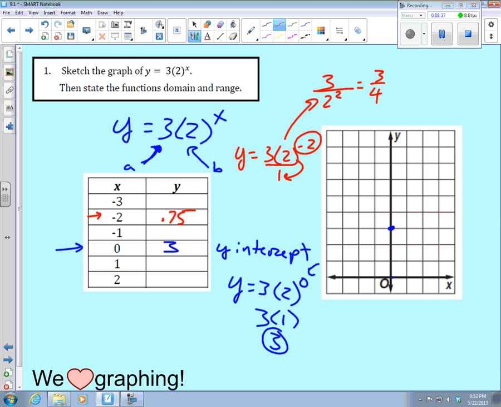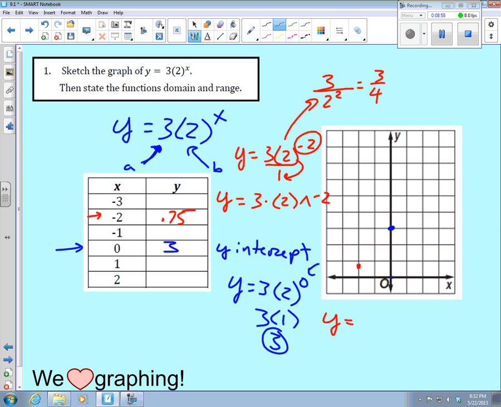All you have to do is plug it into your calculator. It'd be 3 times 2 in parentheses. Use your little caret key and then plug in -2 and hit enter, and you'll get 0.75. So -2, 0.75 is right about here. I'm going to plug in -1.